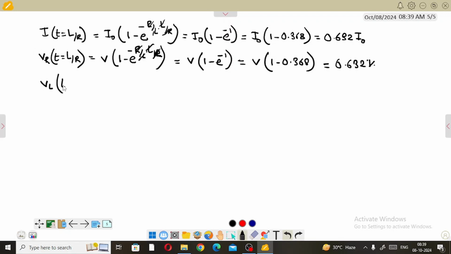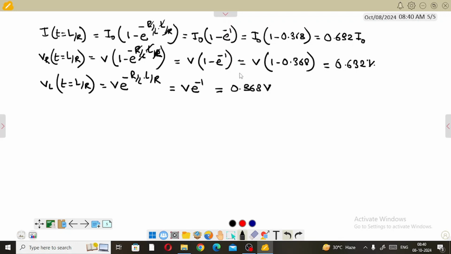Similarly, I can find out the voltage across inductance at L by R. What I get? V e to the power minus R by L and L by R. That gives me V e to the power minus 1, that gives me 0.368 V. So we can state here that the time constant is that value at which around 63% of voltage build-up takes place, and the current across the circuit becomes 63.2%.